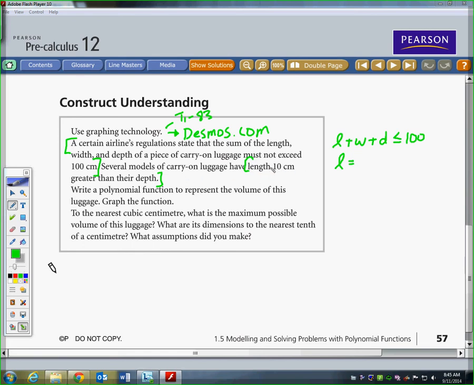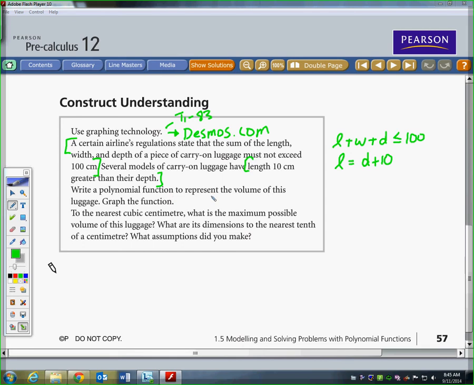So usually when we say 10 less than or 10 greater than, we switch the order around. So to be 10 greater than the depth, that'd be d plus 10. To be honest, it doesn't matter if we put 10 plus d instead of d plus 10, but if it was 10 less than their depth, we would have to make sure we said d minus 10. If we said 10 minus d, we'd get the opposite, right? So I'm just going to get into the habit of putting the plus 10 afterwards.